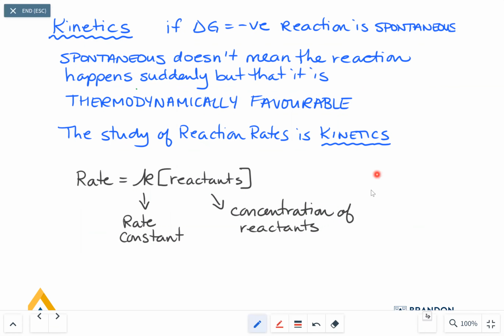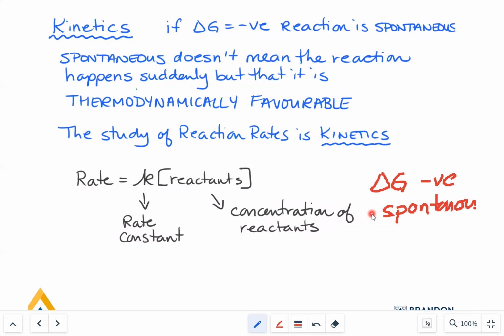So delta G, if it's negative, is going to tell us if a reaction is spontaneous. It's going to tell us if it's thermodynamically favorable. But it doesn't tell us actually how fast something's going.